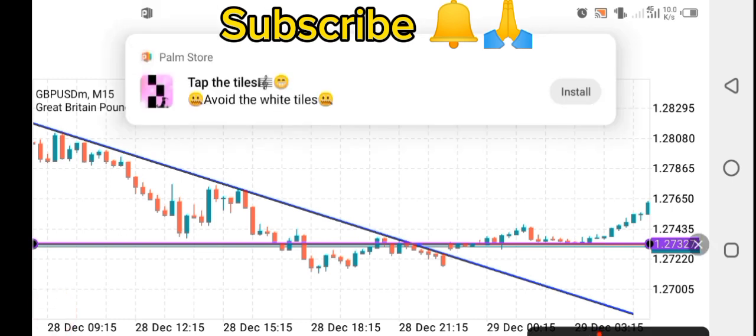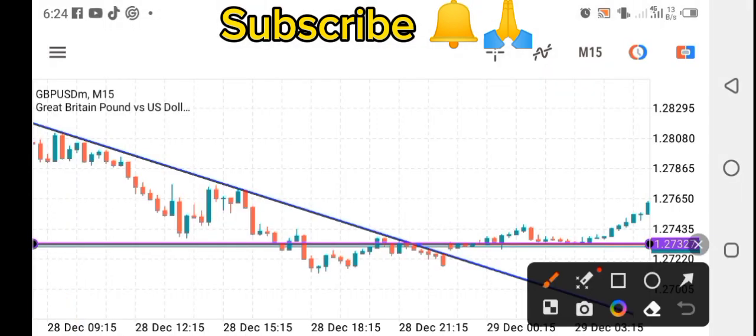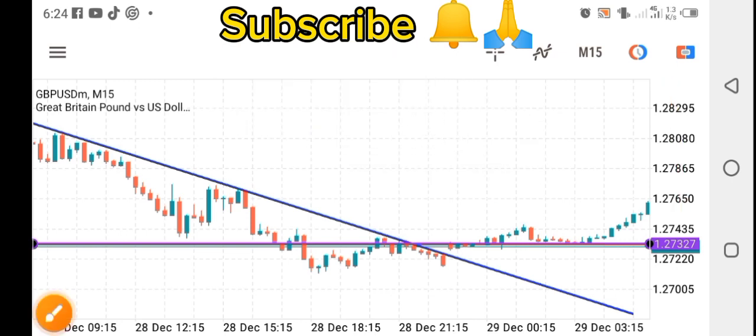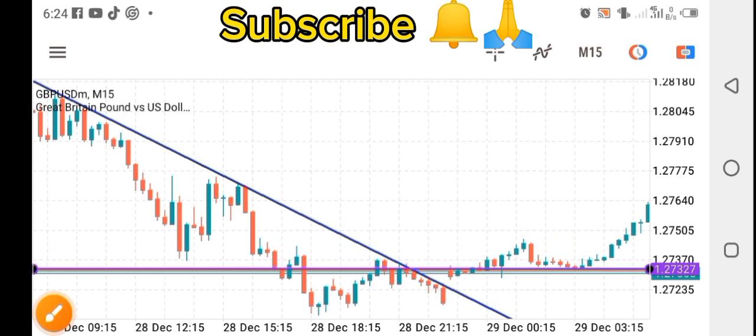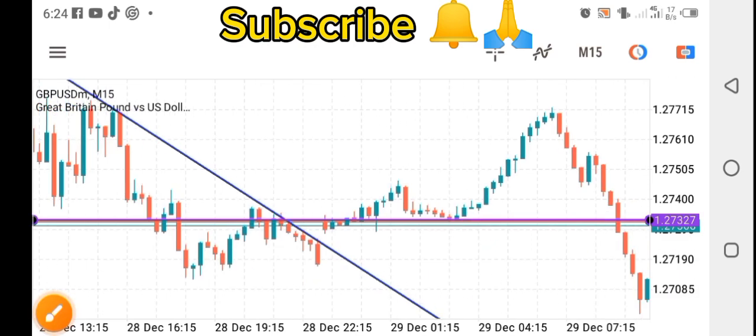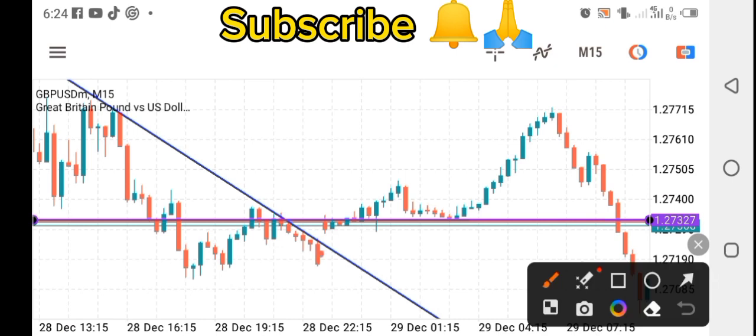As you can see, price broke. Let me see if I can make this a little bit bigger. Okay, so price broke the line from below. Okay, retested it, then did what? Then moved up. Look at this. This is what I'm trying to say. Price broke the line from below this way, retested it, then moved up.